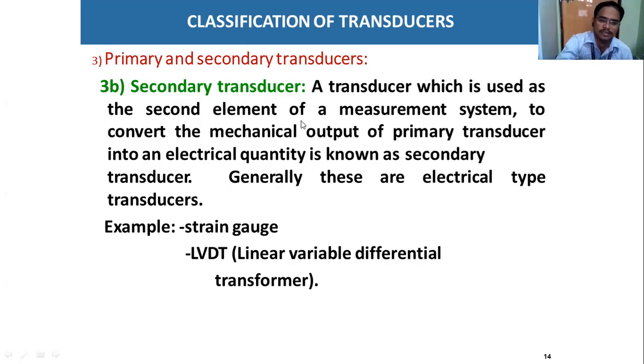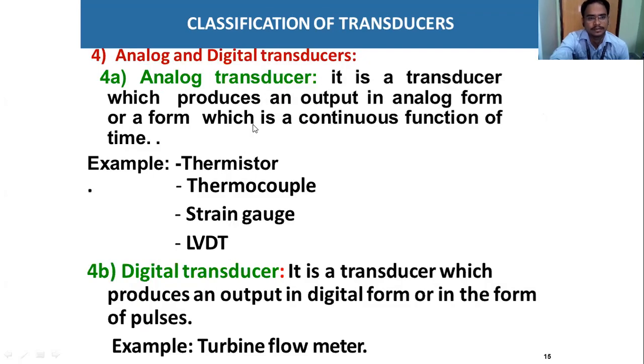Examples here are strain gauge and LVDT, linear variable differential transformer. In the LVDT, with the movement of the core, the EMF induced in the different coils is different. That is a difference, so that comes under the secondary transducer.